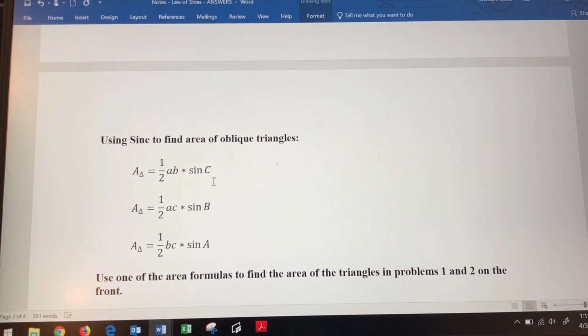All right, you can find the area of a triangle using the sine as well. These three formulas are derived from the basic area formula for a triangle. I'm not going to go through that process of deriving these formulas. Just know that these are true, okay?